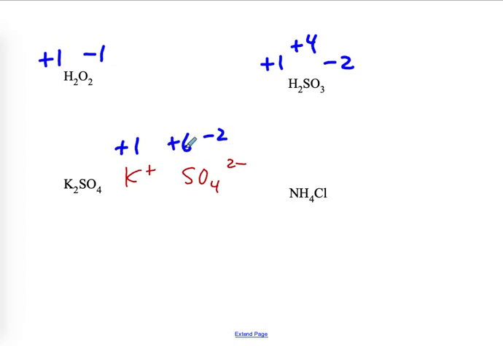+6. Finally, NH4Cl. I need to recognize that this consists of the polyatomic cation ammonium, NH4+, and chloride, Cl-. Chloride is a monatomic anion. The oxidation number of chlorine is equal to the charge, which is -1. Hydrogen in compounds has an oxidation number of +1. In order for the sum of the oxidation numbers on every atom in the polyatomic cation to be equal to the charge, which is +1, the nitrogen must have an oxidation number of -3.